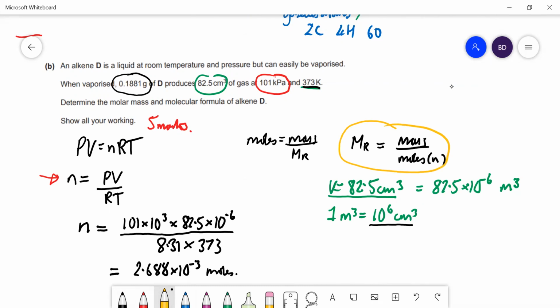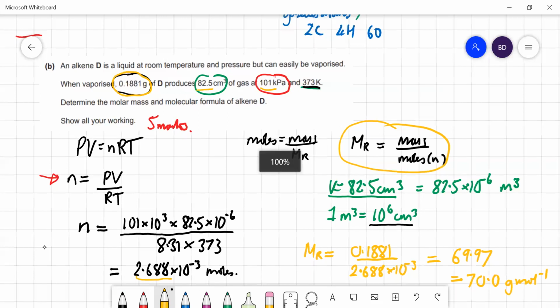Right, so we want Mr is equal to the mass, which is 0.1881, divided by the number of moles, which is this here, 2.688 times 10 to the minus 3. And that gives us an answer of 69.97. Now, what about significant figures? The least accurate data is given to 3, so we should only give it to 3. So that is going to be equal to 70.0 grams per mole, the molar mass of the gas.